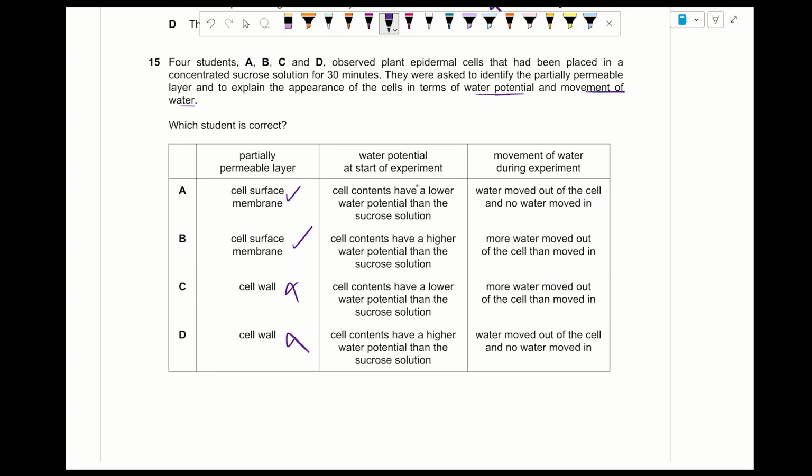Now, water potential at the start and the movement of water during the experiment. Now, cell contents have a lower water potential than the sucrose solution. We will not know if that's the case until we look at the movement of water during the experiment. So, if the cell contents have a lower water potential, this means that they have a higher sucrose concentration. Therefore, this means that water will enter the cell down a water potential gradient. Therefore, this is incorrect. Now for B, cell contents have a higher water potential than the sucrose solution. Therefore, it has a lower sucrose solution and a higher water potential. Therefore, water would actually move out of the cell down a water potential gradient. Therefore, the answer is going to be B.